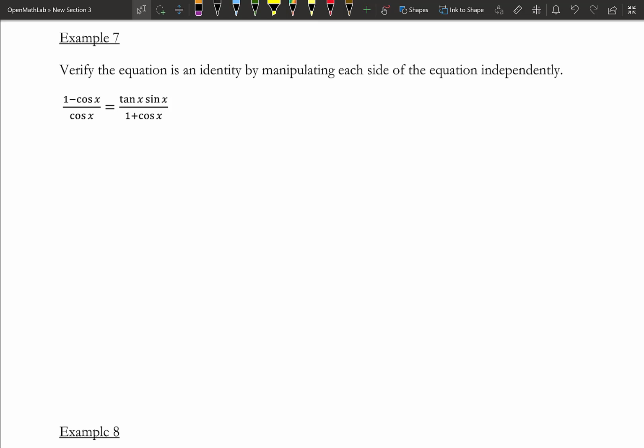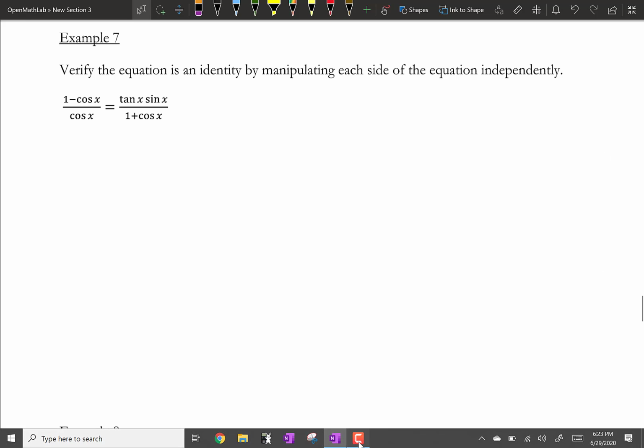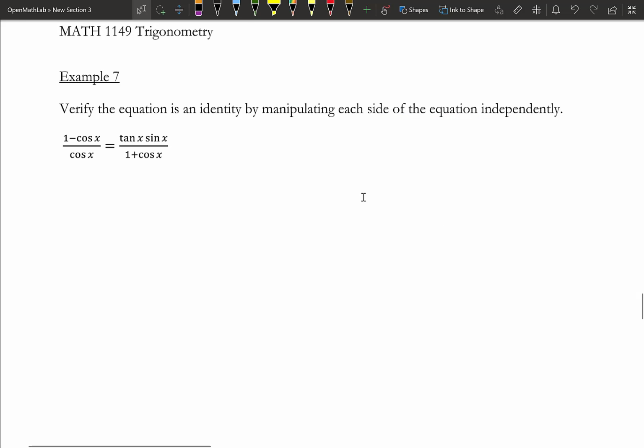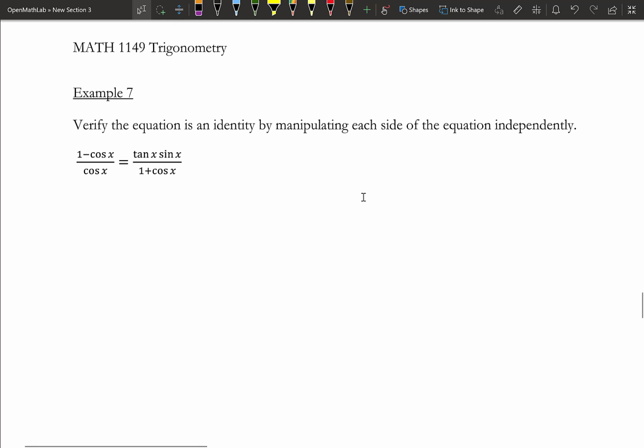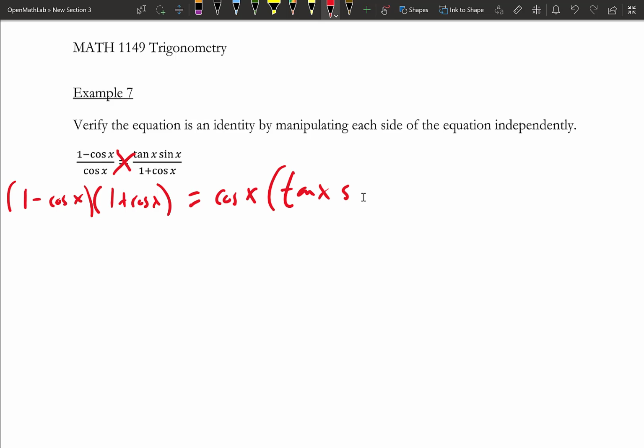All right, so now we're ready to work on example 7. Something that I think will work well here is if we cross multiply, right? It's kind of set up like a proportion. So what we would get is 1 minus cosine of x times 1 plus cosine of x equals cosine of x times tan x times sine x.